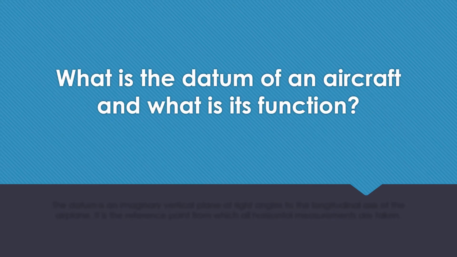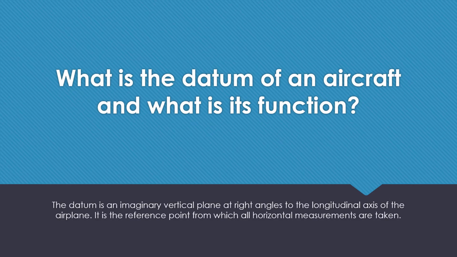What is the datum of an aircraft and what is its function? The datum is an imaginary vertical plane at right angles to the longitudinal axis of the airplane. It is the reference point from which all horizontal measurements are taken, usually called station numbers.